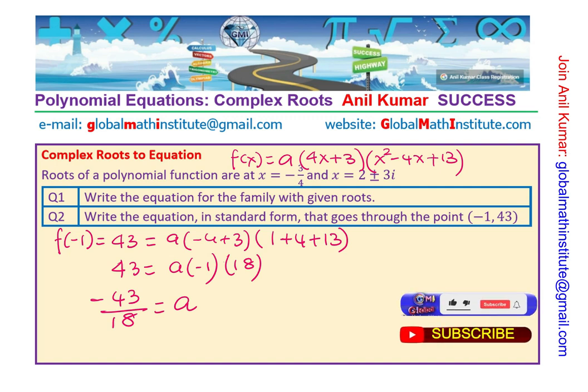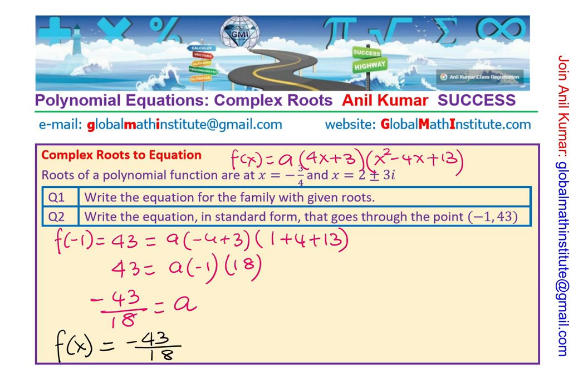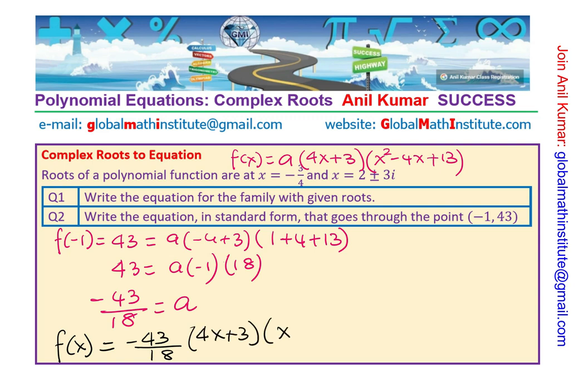And therefore, now we can write down the specific polynomial, which goes through the point (-1, 43), as minus 43 over 18 times 4x plus 3 times x squared minus 4x plus 13. Makes sense, right? So that is what we got in the factored form. Now, if you look carefully, we were asked to write the equation in standard form. So once you have this equation, we have to now expand and simplify the factors given to us.